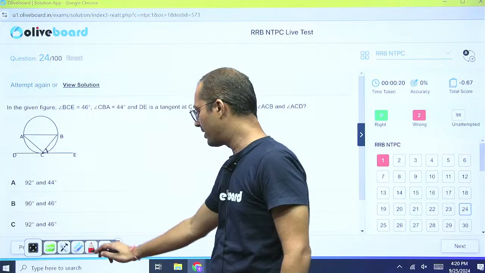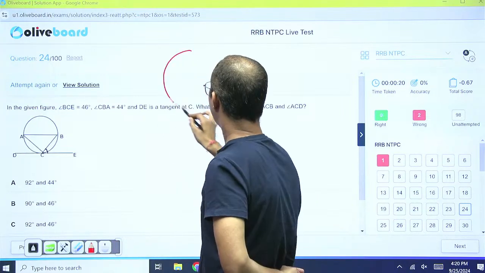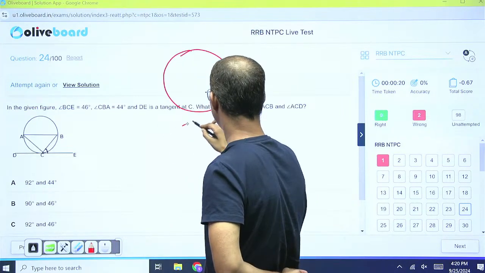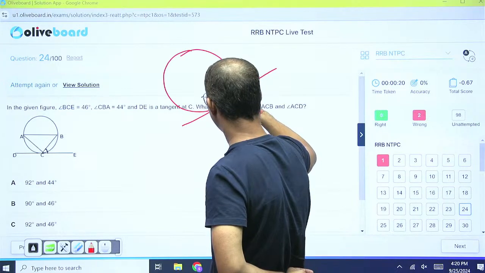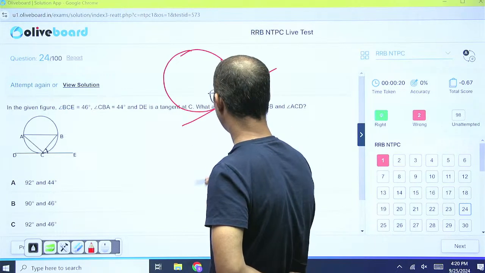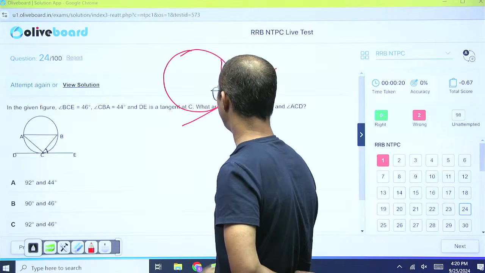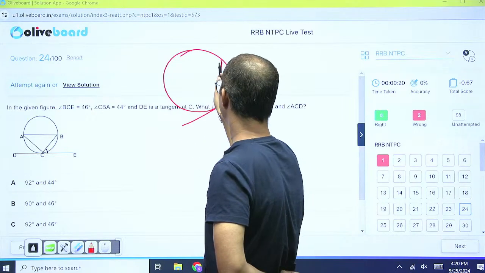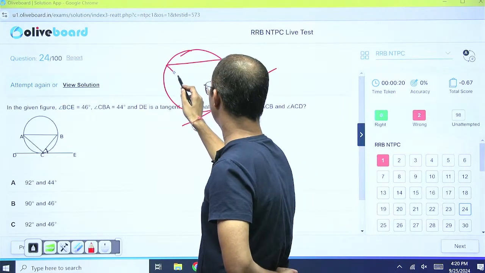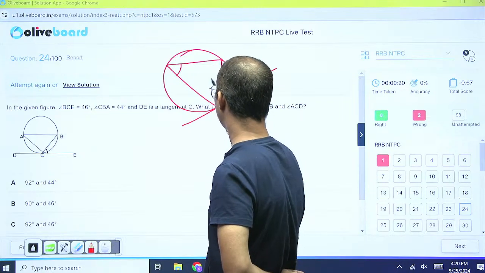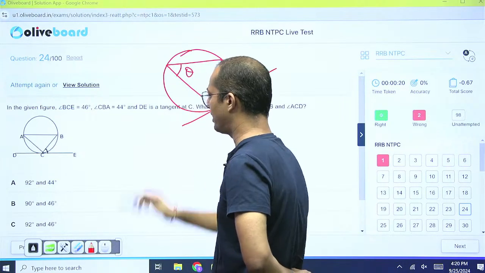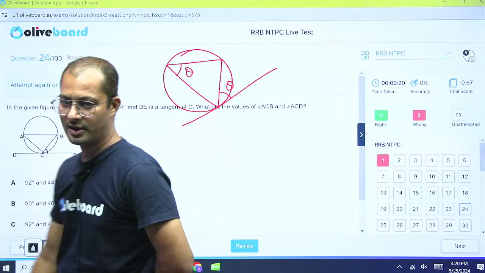It means we must know that in a circle, this is the tangent, right? If we draw a chord from this tangent point, the angle made by this chord and tangent is always equal to the angle made by the chord in the alternate segment. It means this is theta, so this will also be theta. This is known to you all, yes or no?